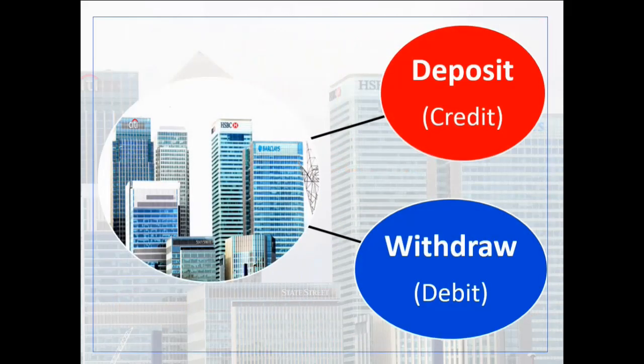Okay, let's move on. In this illustration, this is actually what banks do. When we deposit money, they credit our account. When we withdraw money, they debit our account. If you look at your bank statement, when you put money in, you'll find that money is shown on the credit side. When you withdraw money, it's shown on the debit side.